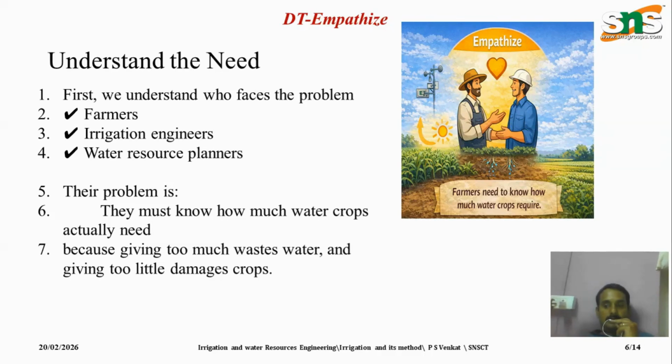In the empathize stage of design thinking, we understand the farmers' needs and also the needs of engineers and water resource planners, and identify the problem they are facing, because too much water is wasted and too little water damages the crops. So we must know how much water the crop actually needs to grow.